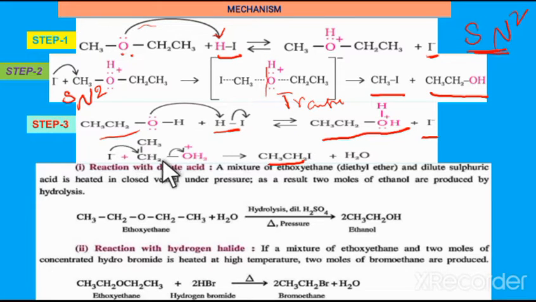Next, reaction with dilute acids. When ethers are treated with dilute sulfuric acid, they undergo hydrolysis, followed by heating at a particular pressure, giving 2 moles of ethanol. When ethers are treated with hydrogen bromide, followed by heating, we obtain bromoalkanes. Taking ethoxyethane, we obtain bromoethane, and in addition a water molecule is formed.